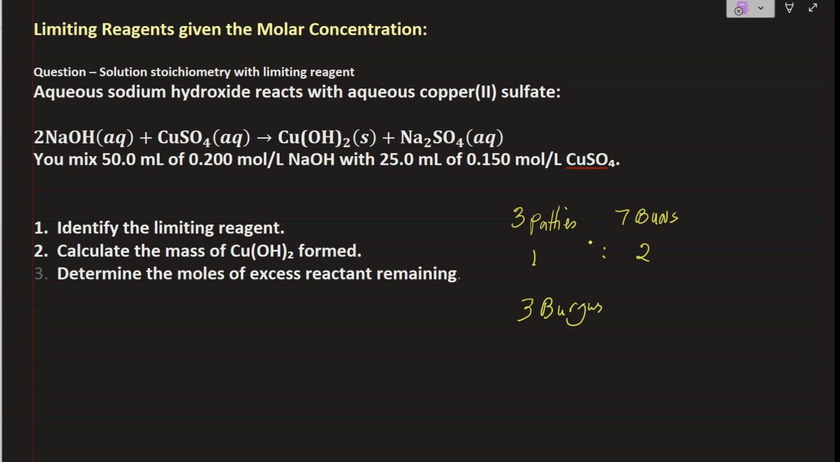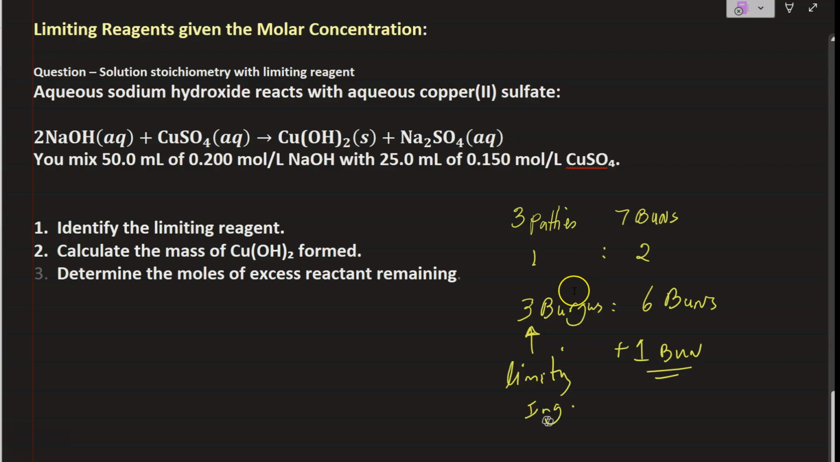And how many buns will we be using? Well, it will be 6 buns. That means the buns are in excess, right? There's 1 extra bun that we have, and therefore the number of patties, that's the limiting ingredient. Okay, that's what we're going to use with this question too. The analogy goes the same way.